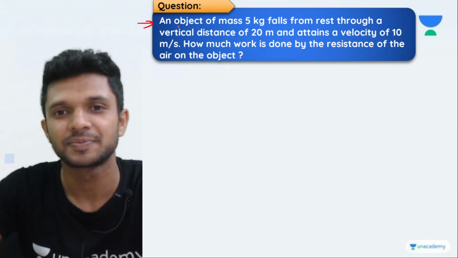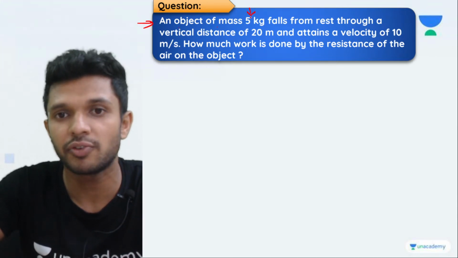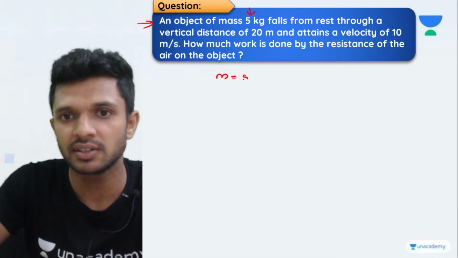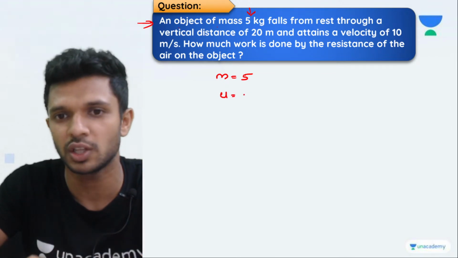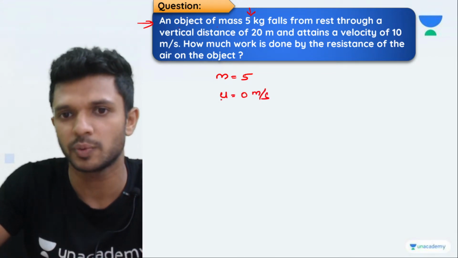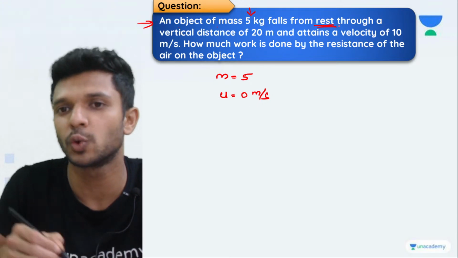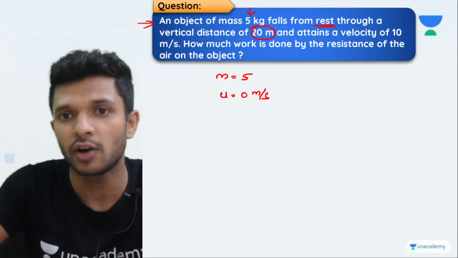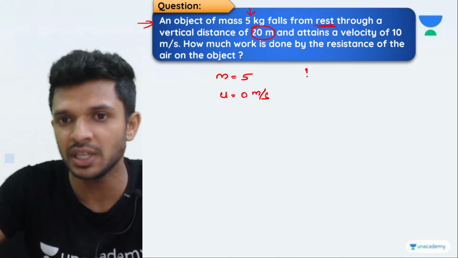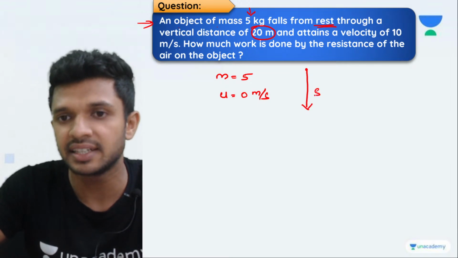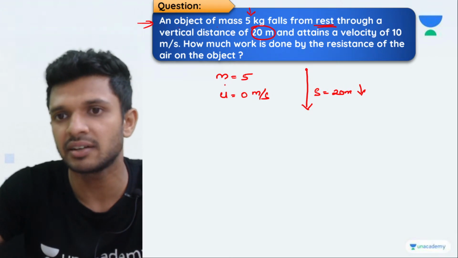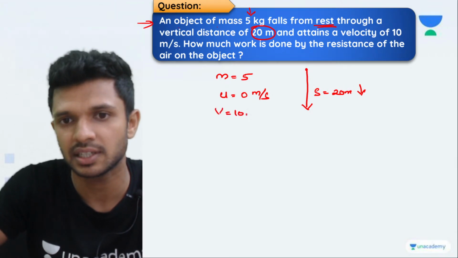So moving on, an object of mass 5 kilogram falls from rest, so you can note down whatever is given. Initial velocity is 0. It is specified that the body falls through a vertical distance of 20 meter, which means a ball is falling down and the distance it covers is 20 meter, in the downward direction. It attains a velocity of 10 meter per second.